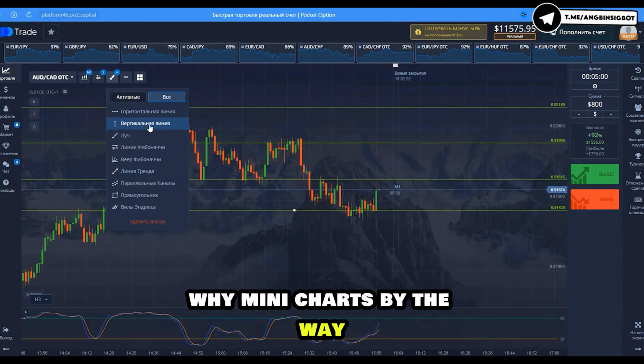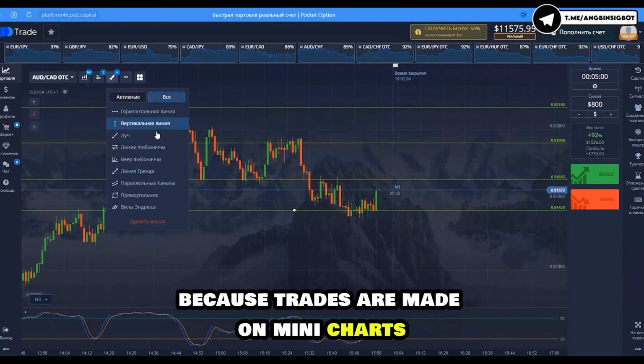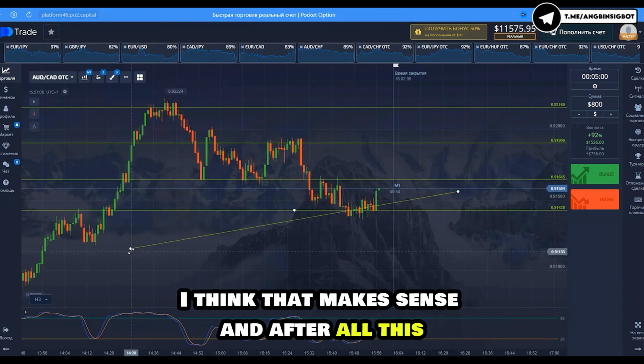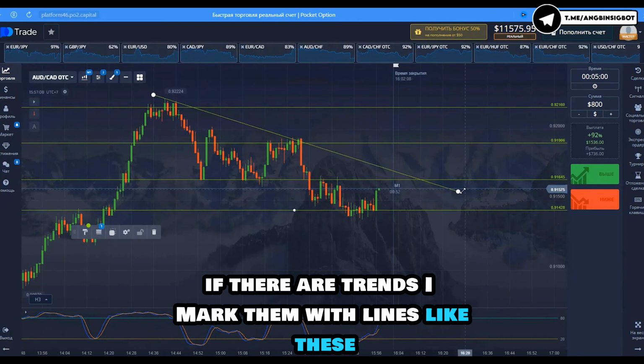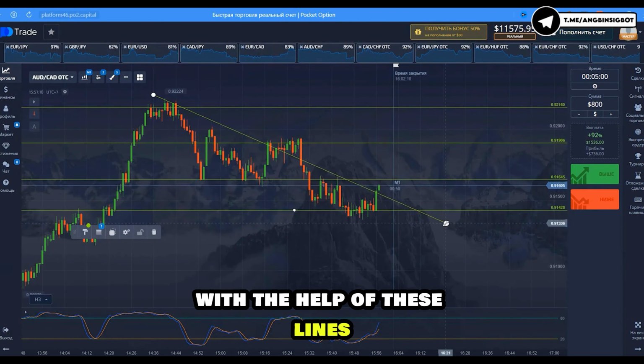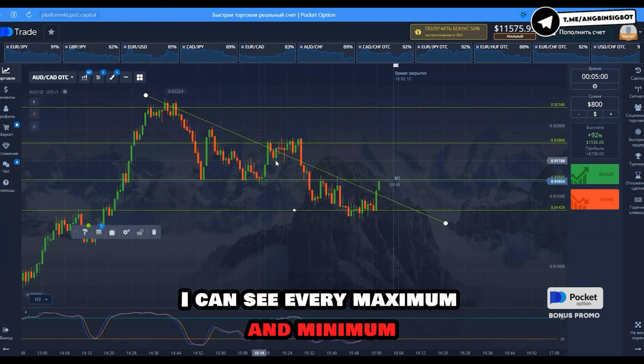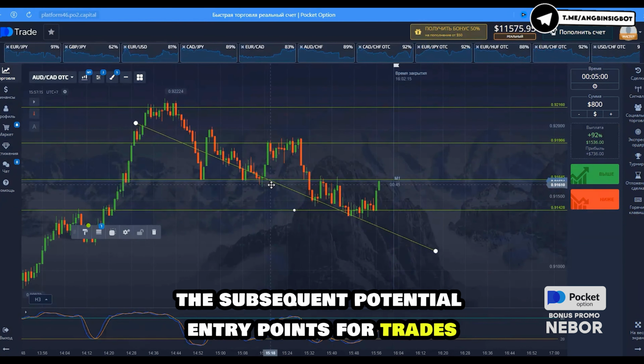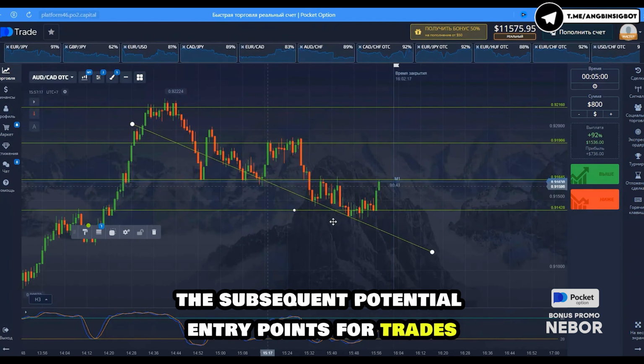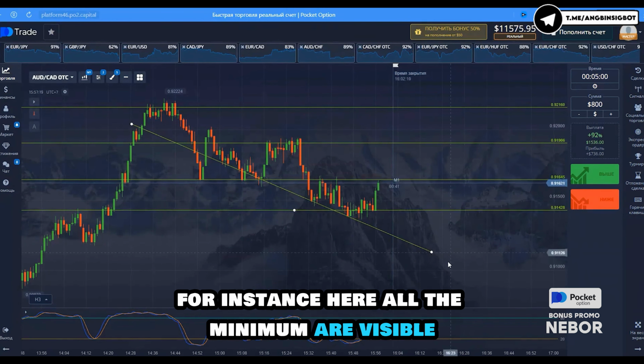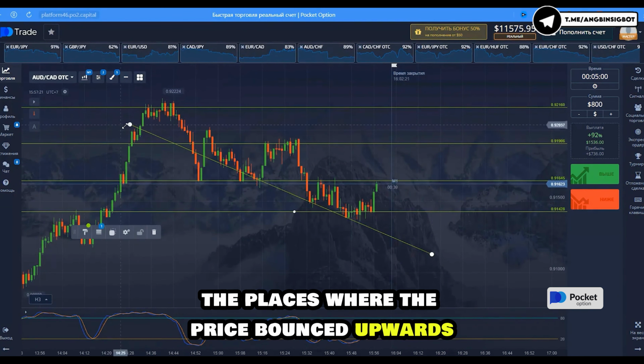Why minute charts, by the way? Because trades are made on minute charts. I think that makes sense. And after all this, if there are trends, I mark them with lines like these. With the help of these lines, I can see every maximum and minimum, and naturally, the subsequent potential entry points for trades. For instance, here all the minima are visible, the places where the price bounced upwards.